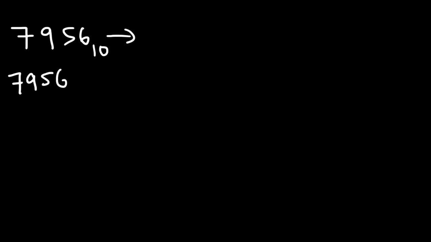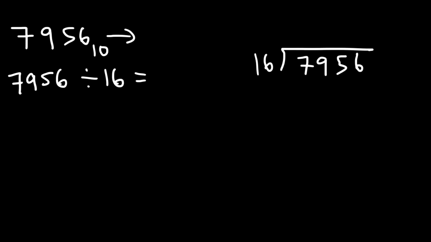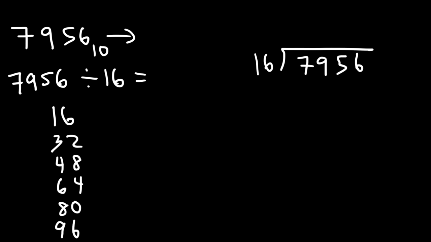So let's do another example like that. 7,956. So convert this base 10 number into a hexadecimal number. So let's begin by taking 7956 and let's divide it by 16. So let's use long division. Now it's good to understand your 16 times tables. If not, keep adding 16. 16 plus 16 is 32. 32 plus 16 is 48. 48 plus 16 is 64. 64 plus 16 is 80. And then 96. And then you could add some more if you need to.